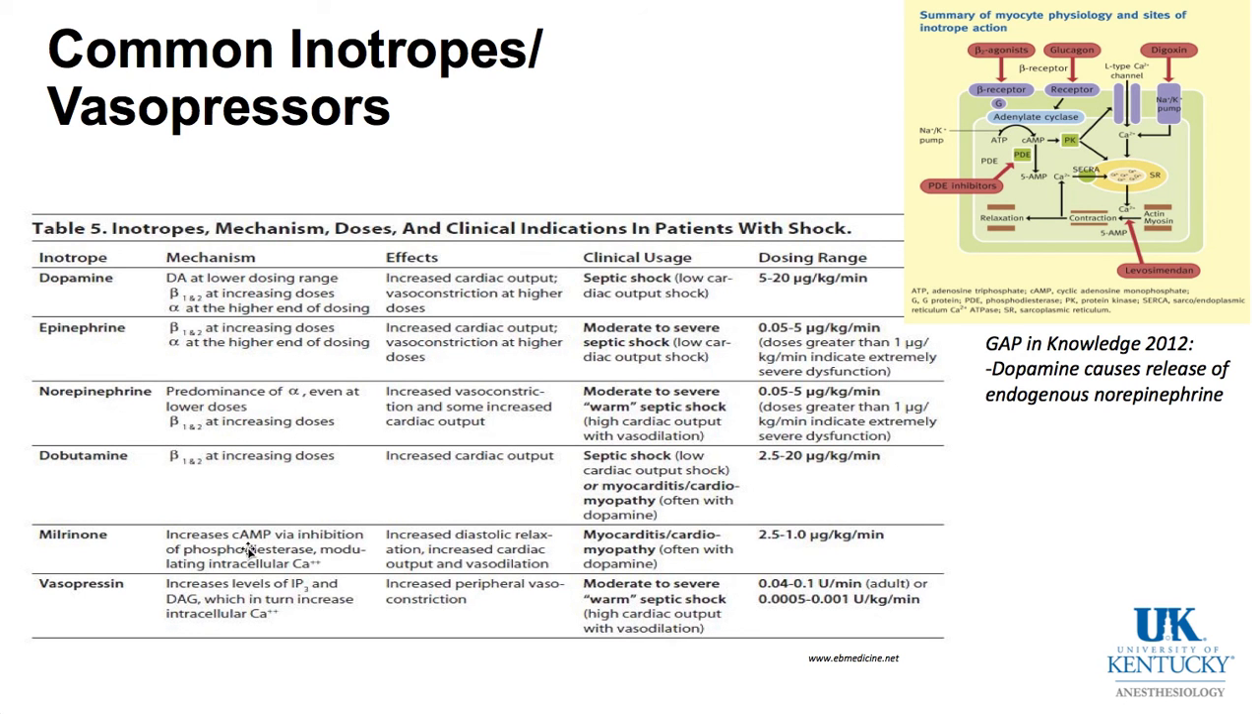Milrinone, through cyclic AMP, increases myocardial contractility and vasodilates the systemic and pulmonary vasculature. And vasopressin, through different mechanisms, acts on V1 receptors on the vasculature and causes peripheral vasoconstriction. One of the interesting things about vasopressin is that it tends to cause an increase in systemic vascular resistance with less effect on the pulmonary vascular resistance. We often don't want to raise pulmonary vascular resistance, but we want to raise SVR, and vasopressin is one that we may use for that.